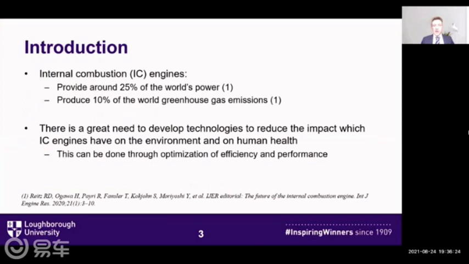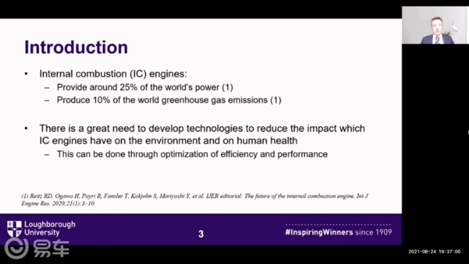So the introduction. The internal combustion engine provides around 25% of the world's power, things such as electricity generation, or perhaps more relevant to this conference, transport and vehicle applications. The obvious caveat with the traditional internal combustion engine is that it produces large amounts of greenhouse gases. On a global scale, this currently sits at around 10% of the global greenhouse gas emissions produced. Now more than ever, there is a great need to develop technology to reduce the impact the IC engine has on the environment and on human health.